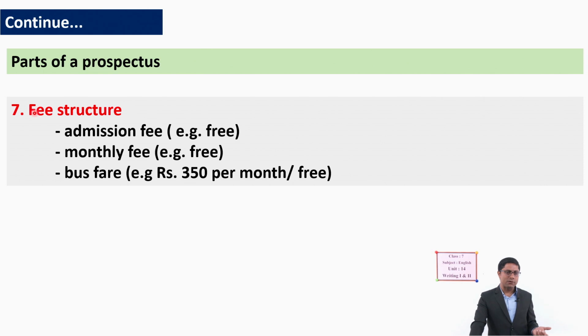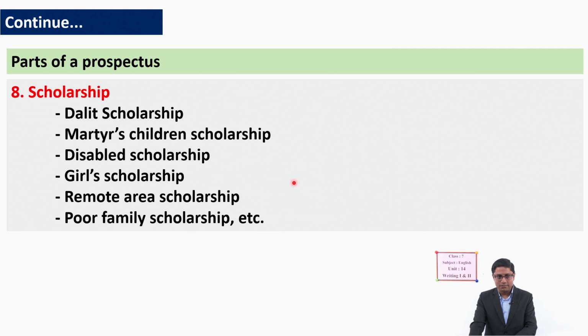Similarly, you need to talk about fee structure also. Admission fee, is there any or is it free? You need to mention. Similarly, monthly fee, is there any or is it free? Bus fare, maybe if there is a bus, your school may charge bus fare. What is the bus fare? You can mention, for example, 350 rupees per month, or it can be free also. What is the provision? You need to mention all these things.